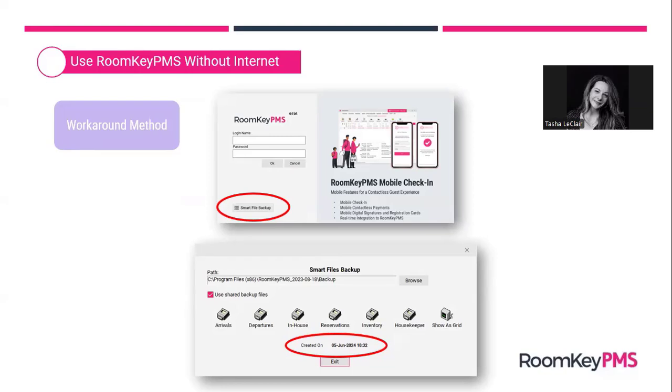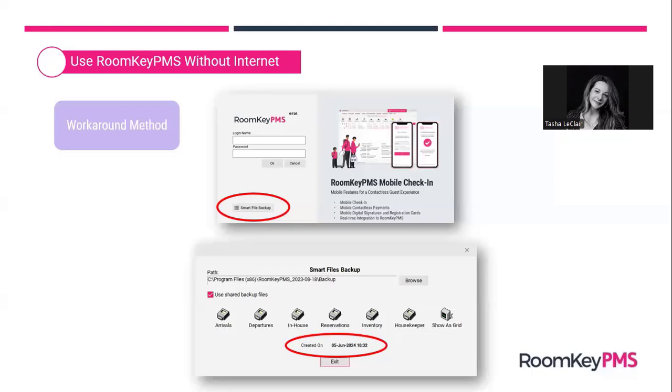So when you open up RoomKey, you're often asked for your login name and password. If you do not have access to the internet, you will still have access to this Smart File Backup button. When you click on the Smart File Backup button, a pop-up will appear. It shows you the file location where those backups are stored, and it will show you all the different reports. So you've got arrivals, departures, in-house, etc. And then it will also let you know the last time that those files were backed up.